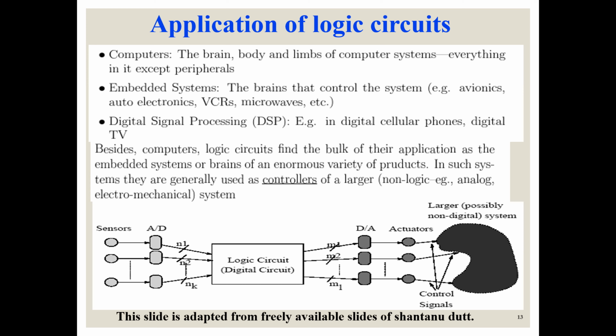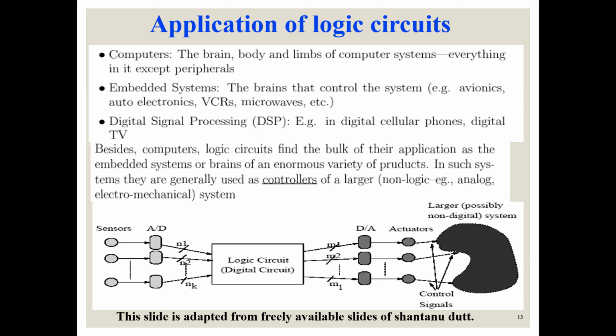Examples: avionics, auto electronics, VCRs, microwaves. All these are different kinds of control systems, and they have been designed with the help of logic circuits in the embedded system. DSP, digital signal processing, is used in digital cellular mobile phones which we are using, the laptop which I am right now using to record this video, and digital TVs. Everything uses DSP, and this DSP is manufactured with the help of logic circuits.